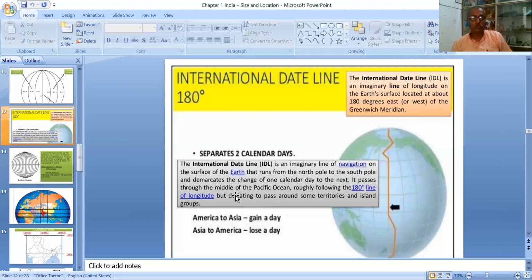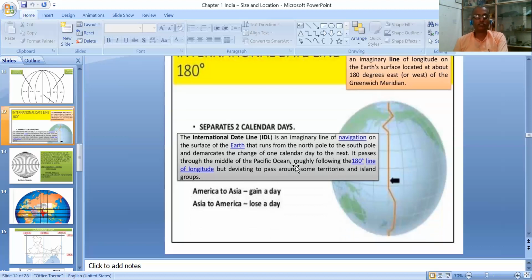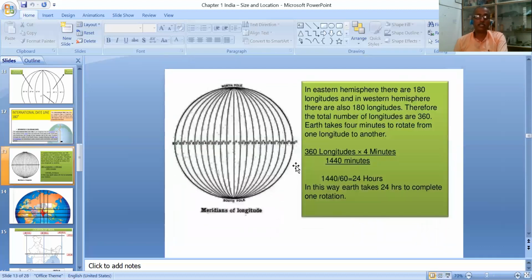So it passes through the middle of the Pacific Ocean, roughly following the 180° line of longitude, but deviating to pass around some territories and island groups. We have to study that deeply. Now let us take another important aspect which we have to keep in our mind while studying this chapter, as well as the geography chapters.